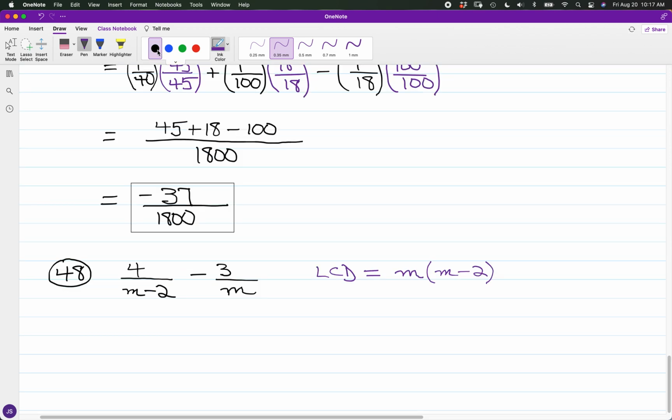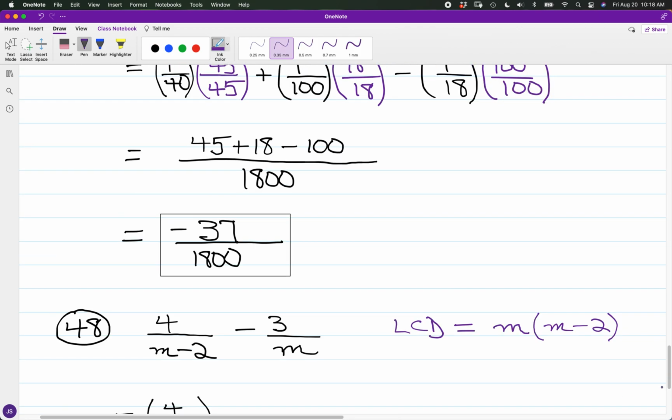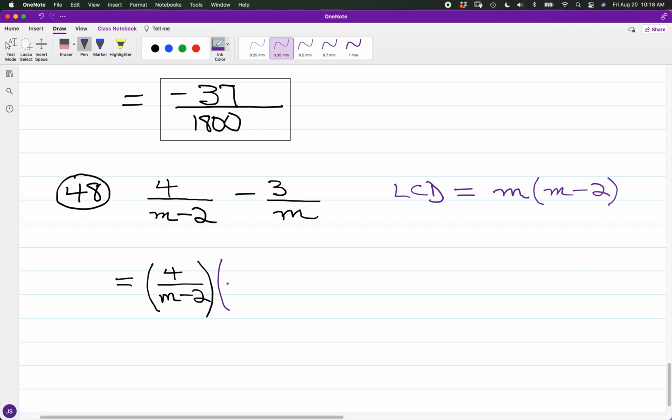And if we translate what we have here in terms of the least common denominator, we have 4 over m minus 2, and adjusting. The first ratio has the m minus 2 part of the least common denominator, and it needs the m. So the first fraction is going to be multiplied by 1 in the form of m over itself. We've got the subtraction. Now for 3 over m, this has the m portion and it needs the m minus 2 part. So the second ratio will be multiplied by 1 in the form of m minus 2 over itself.